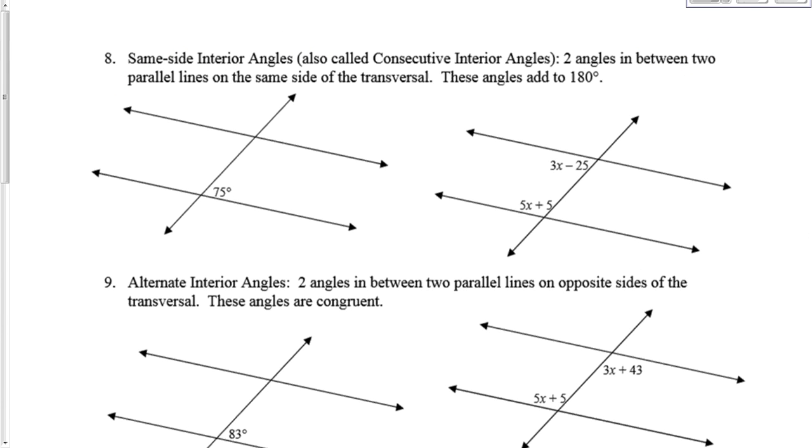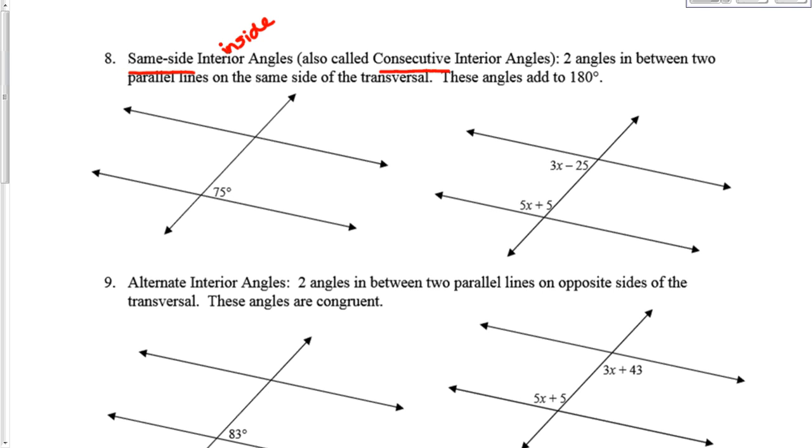Okay, so the first one we're going to talk about is called same side interior angles. They are also called consecutive interior angles. So consecutive or same side, meaning in a row, they're next to each other. Interior, meaning inside. Think about the interior of your house. So we're looking for two angles that are right next to each other, on the same side of that transversal, and inside the parallel lines.